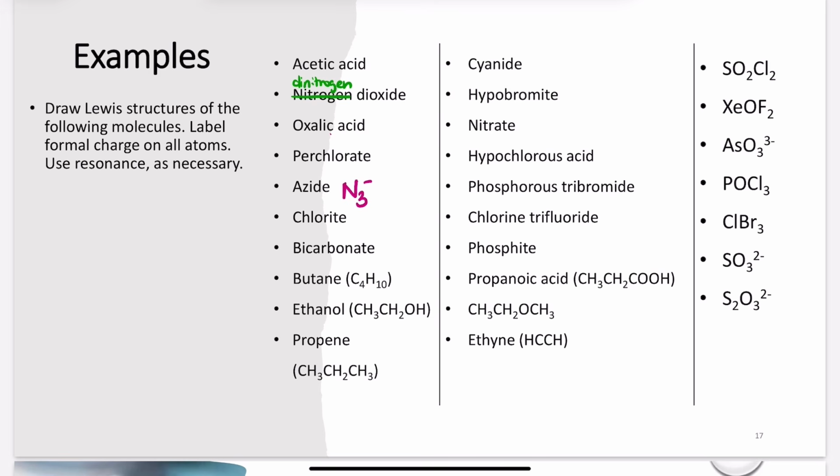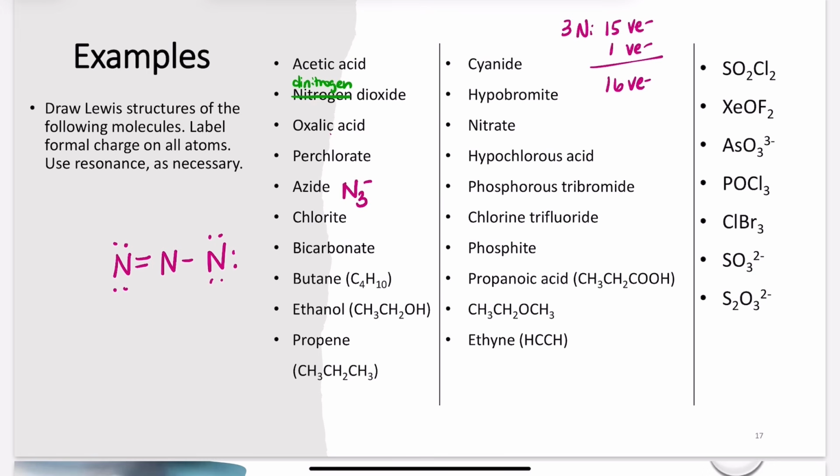What about azide? Azide is N3 minus. So 3 nitrogen, 15 valence electrons there, plus 1 extra valence electron, 16 valence electrons overall. Connect them and give your outer atoms their octet. 2, 4, 6, 8, 10, 12, 14, 16. I've used up all 16 electrons. But my central atom does not have its octet yet. So what can I do?